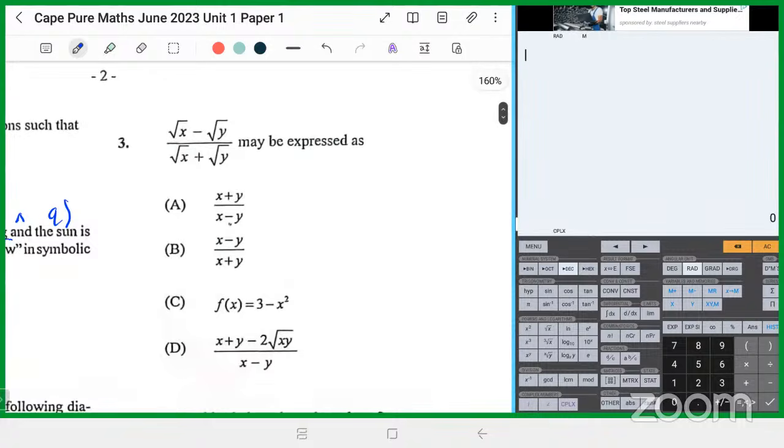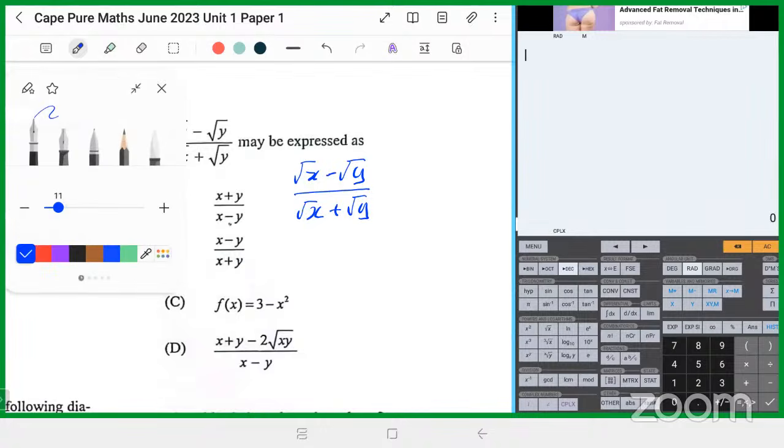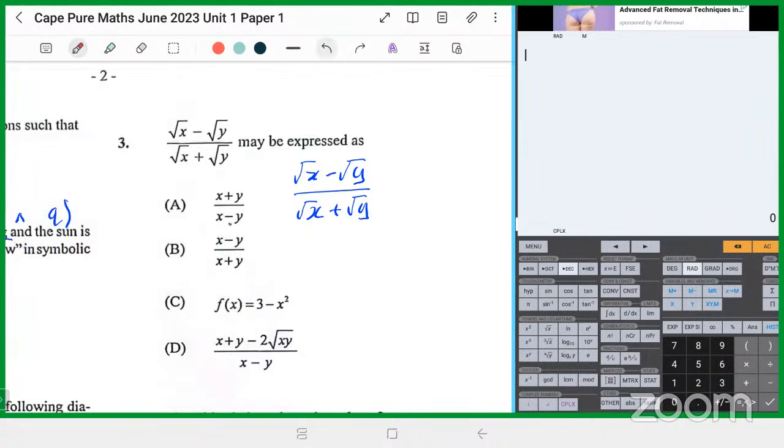So this one, basically, you're rationalizing the denominator because they give you this and you want to rationalize the denominator. So all these answers are rational denominators. Once you rationalize the denominator of this, you multiply numerator and denominator by the conjugate. So it becomes root x minus root y over root x plus root y. You're going to multiply numerator and denominator by the conjugate of the denominator. So I multiply the denominator by root x minus root y. Multiply numerator by the same thing, root x minus root y.